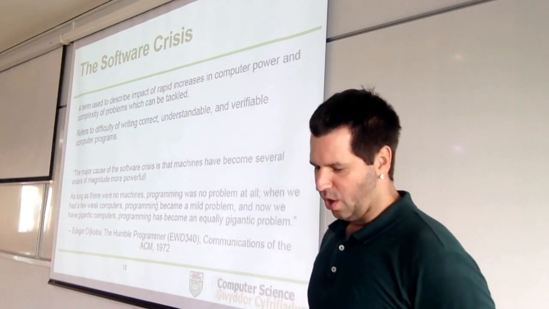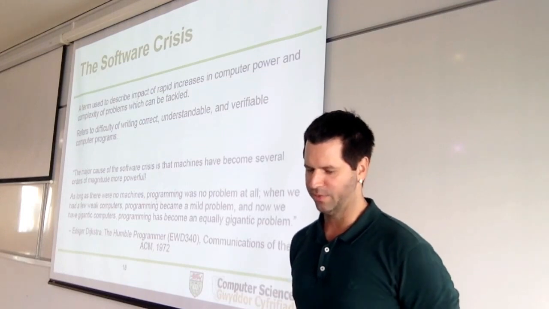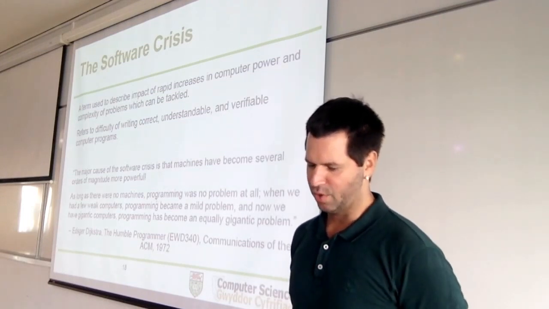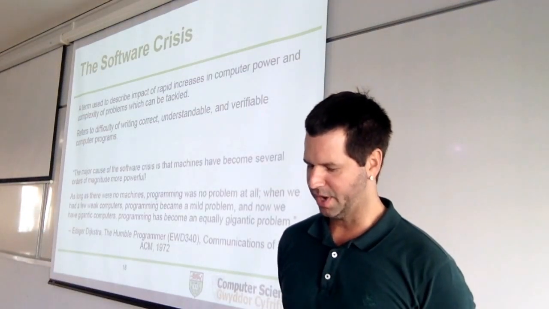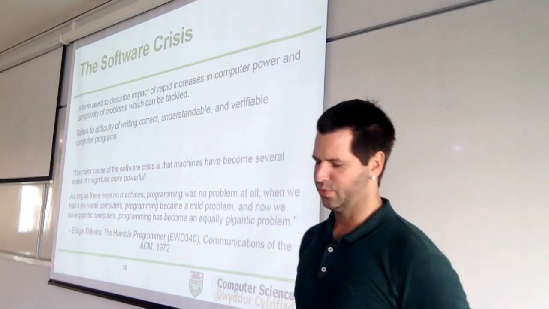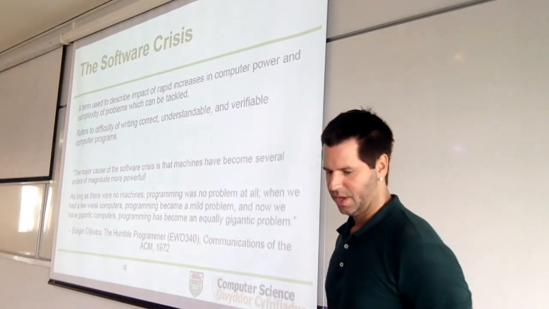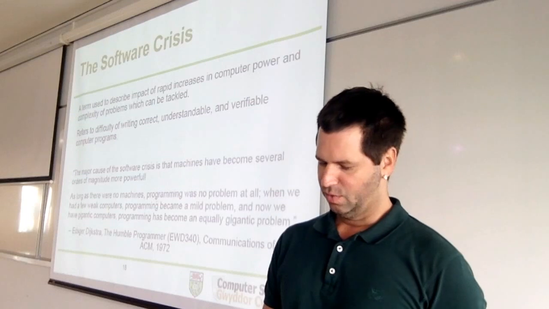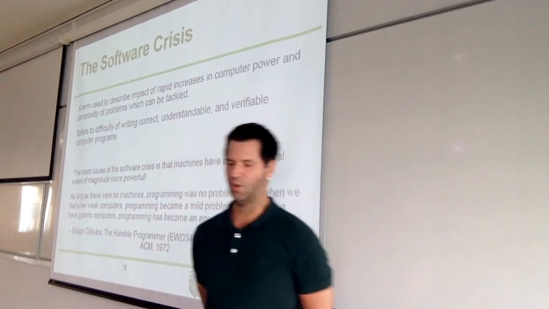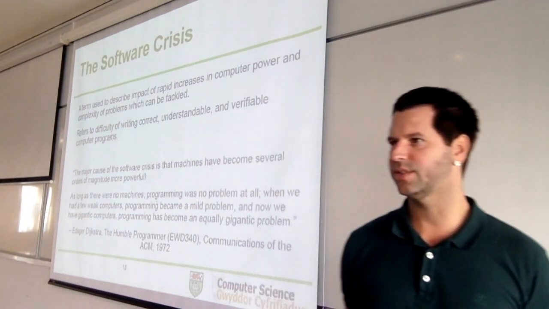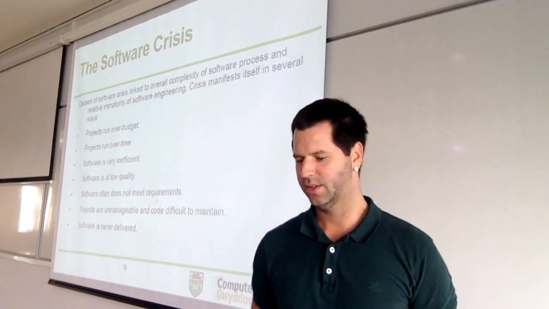Here's a quote: "The major cause of the software crisis is that machines have become several orders of magnitude more powerful. As long as there were no machines, programming was no problem at all. When we had a few weak computers, programming became a mild problem, and now we have gigantic computers. Programming has become an equally gigantic problem." This is a quote from E. Dijkstra in 1972, one of the most famous computer scientists that ever lived. It's an old quote, but still very relevant.